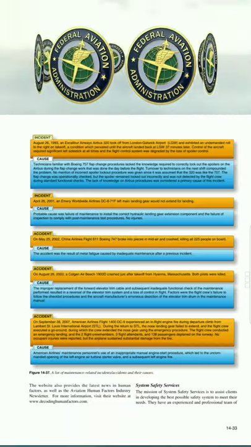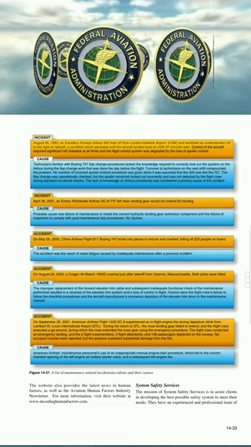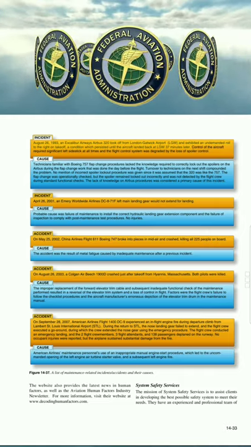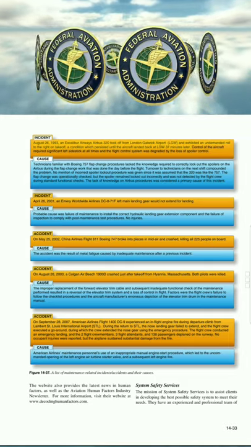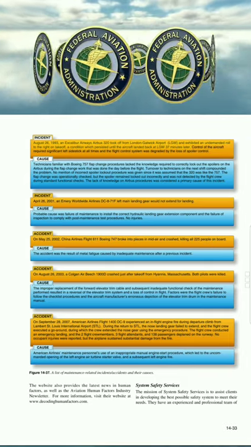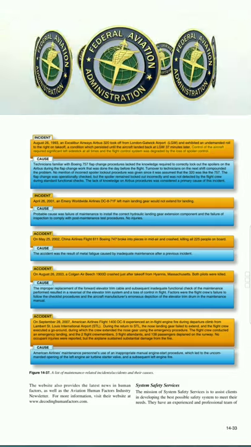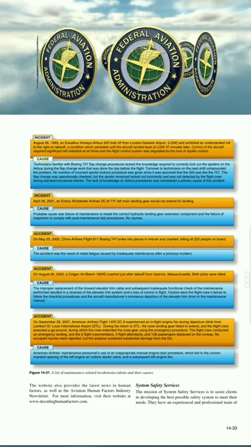Incident. August 26, 1993. An Excalibur Airways Airbus 320 took off from London Gatwick Airport, LGW, and exhibited an undemanded roll to the right on takeoff, a condition which persisted until the aircraft landed back at LGW 37 minutes later. Control of the aircraft required significant left sidestick at all times, and the flight control system was degraded by the loss of spoiler control.